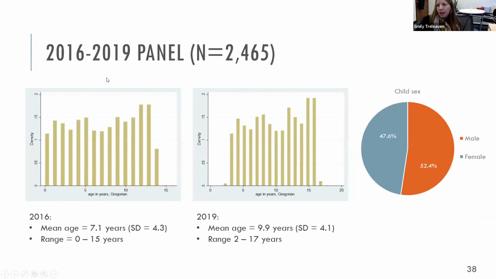And then we have a panel sample of just under 2,500 kids. These are children that were initially interviewed in 2016 and then re-interviewed in 2019. So the distribution by sex matches our two prior data collections, unsurprisingly. And then of course we can see the effect of aging 2 years on our age distribution. As we expect, children have aged about 2.5 years, which is about the median time in between interviews.